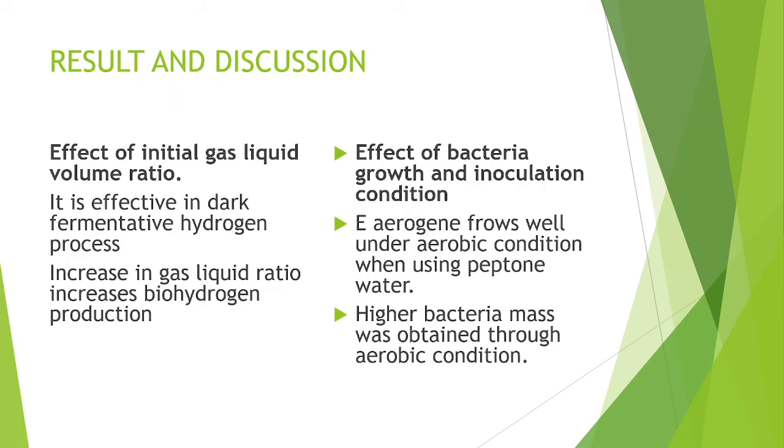Now let's come to the results and discussion. The gas-liquid volume ratio is an important operational parameter to be taken into account in the dark fermentation hydrogen process. Why? Because it is more effective in the dark fermentative hydrogen process, and an increase in the gas-liquid ratio increases biohydrogen production. And the question comes to our mind: what is the effect of bacterial growth and inoculation condition? Enterobacter aerogenes grows well under aerobic conditions with the help of peptone water, and hydrogen can be obtained in higher amounts. Higher bacterial mass was obtained under aerobic conditions.